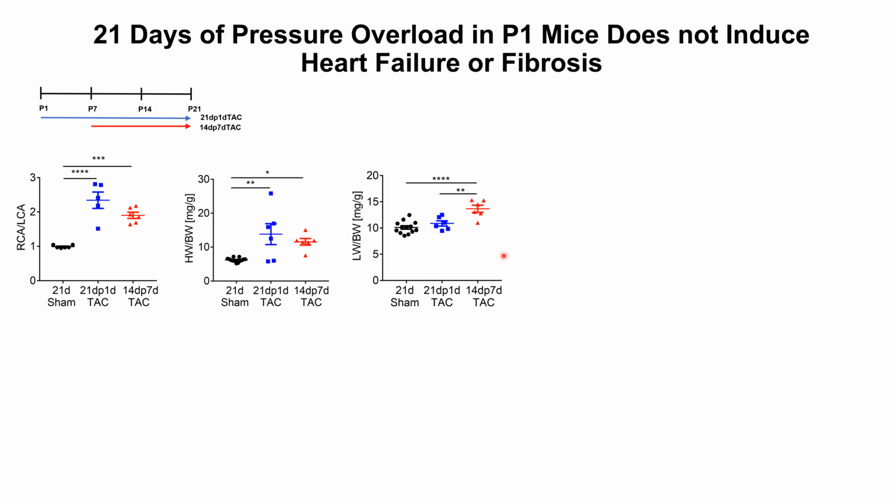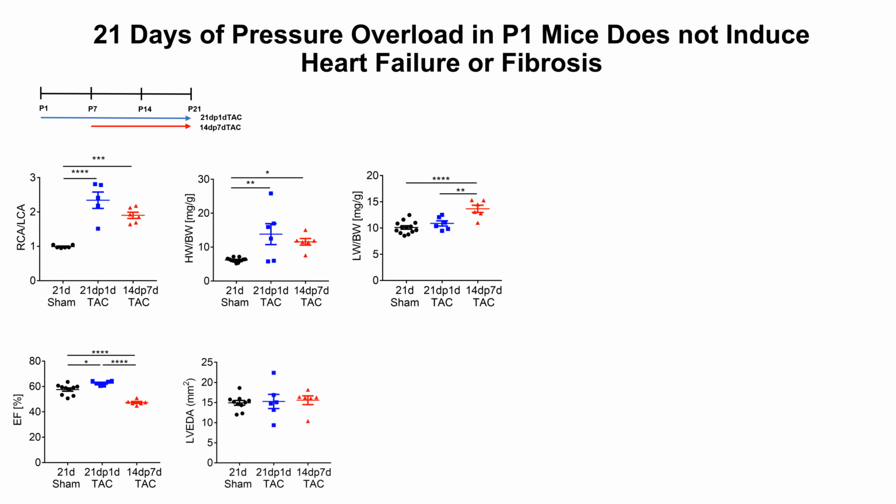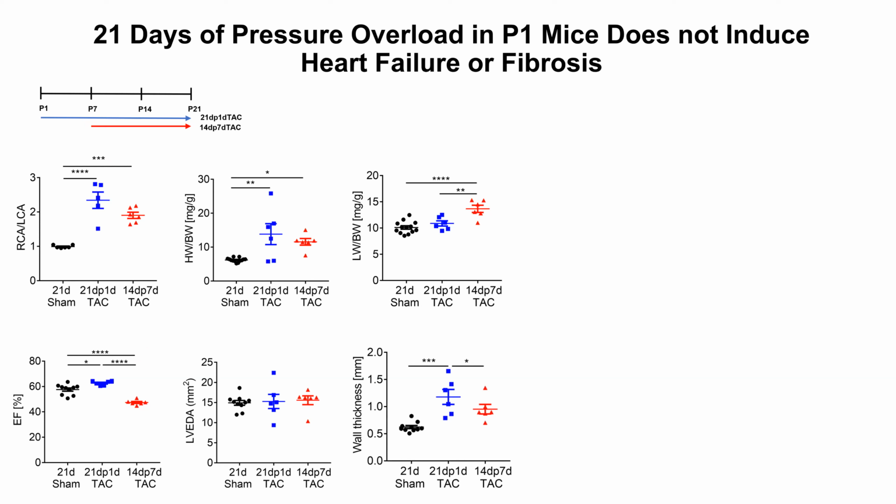But still, we had a heavier lung weight to body weight ratio only in the non-regeneration phase, which was also confirmed with echocardiography showing reduced ejection fraction in the hearts of neonatal mice when they were exposed to pressure overload in the non-regeneration phase. I didn't see any left ventricular end diastolic area change, but the wall thickness was increased in the regeneration phase.